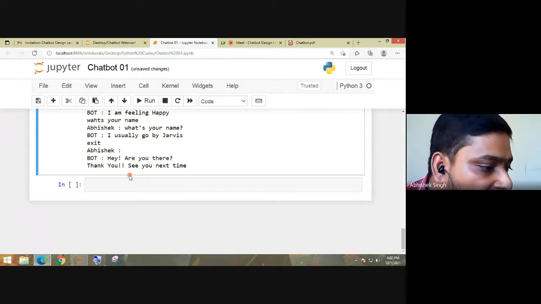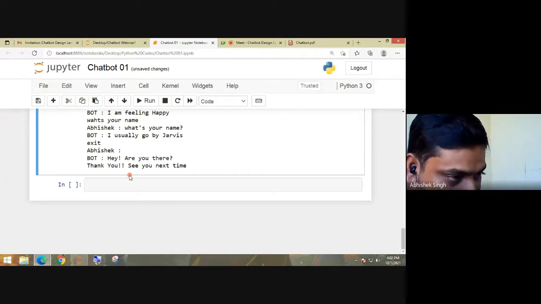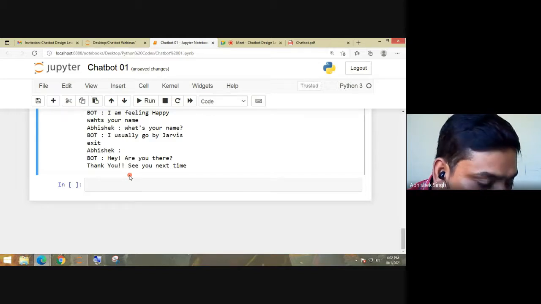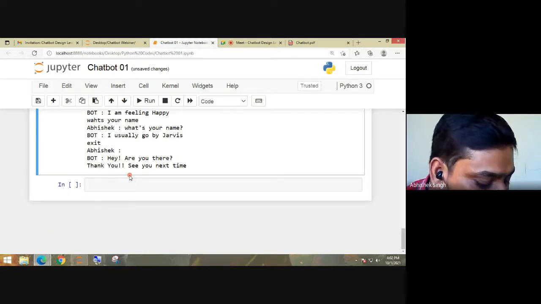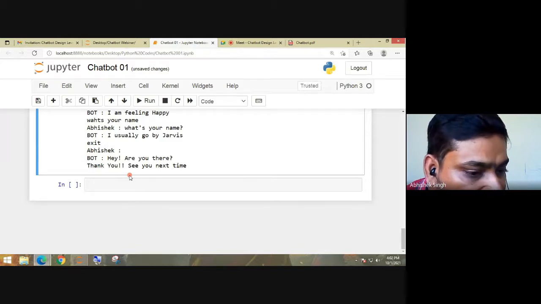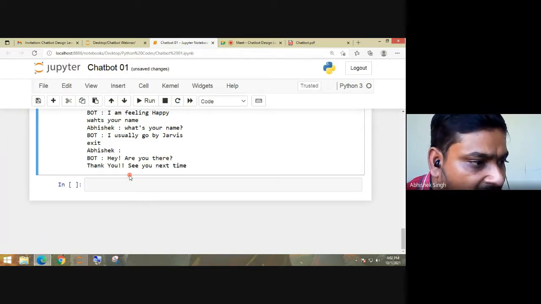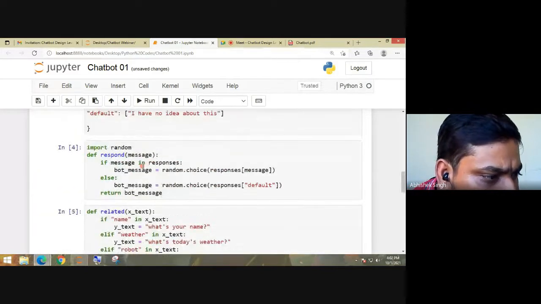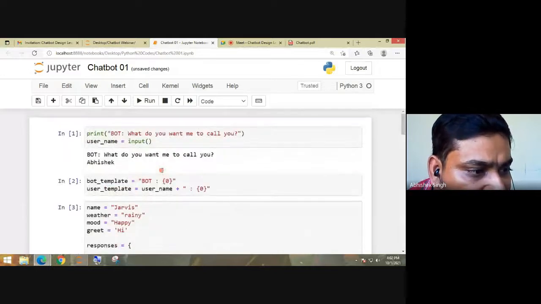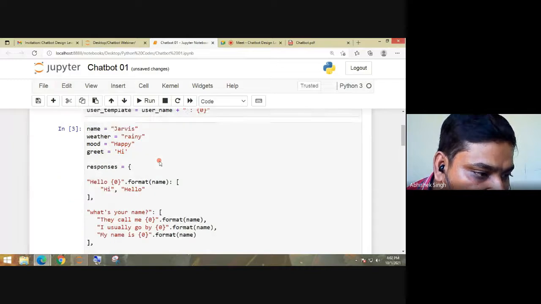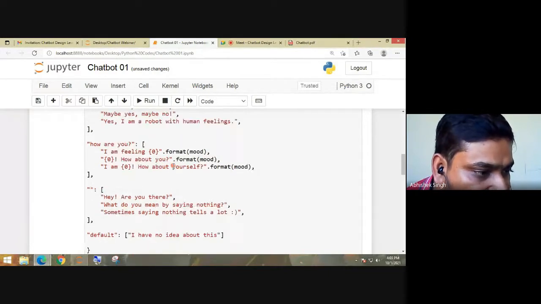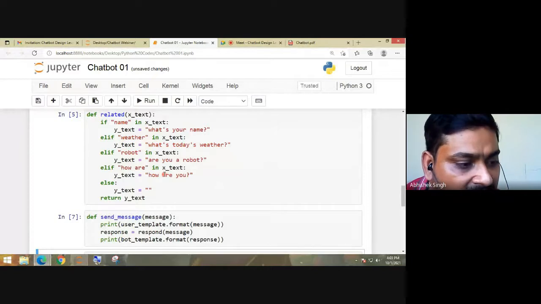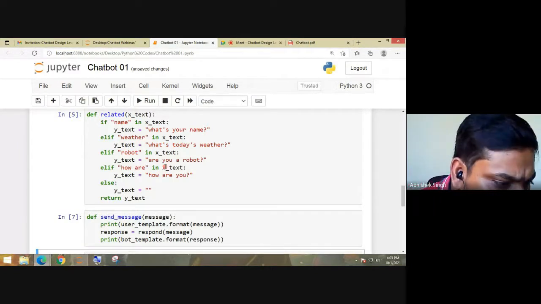There is one famous chatbot library that is called Chatterbox. Chatterbox is a very popular library. If you Google about chatbots, then Chatterbox is one of the most prominent libraries that will come in front of you on web pages. So you can use that library. I'm not using it. I'm just using one library only here, that is random. I just wanted to demonstrate that without using libraries, you can make a good chatbot also. You can improve this by writing some more messages, some more responses, some more related text here to make your chatbot more intelligent.